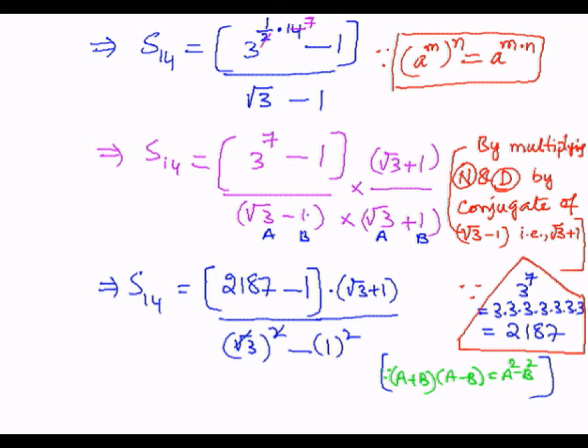The next logical step: that implies S14 equals 2187 minus 1, that is 2186, multiplied with root 3 plus 1, overall divided by 3 left over in the denominator, minus 1 square, that is 1. Then in the next step we get S14, the sum of the 14 terms, equals 2186 into root 3 plus 1 overall divided by 2, and we simplify further.